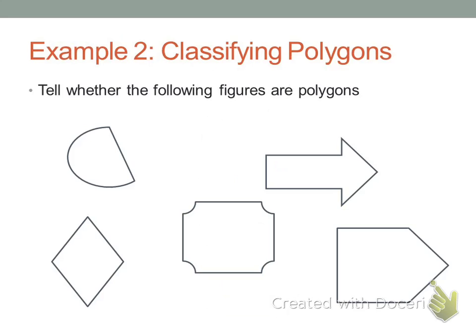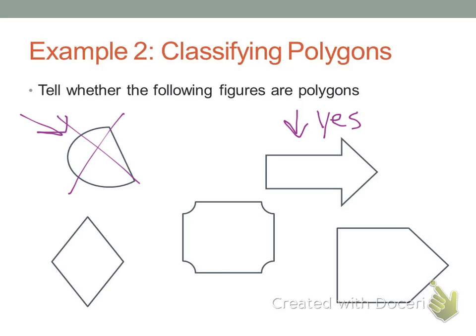All right, so now let's get to example 2. Classifying polygons. A polygon is only a polygon if the lines are straight. If you have curved lines, those are not line segments, therefore it is not a polygon. So the first figure up here on the left, is that a polygon? No. What about the arrow? Yes, it is.